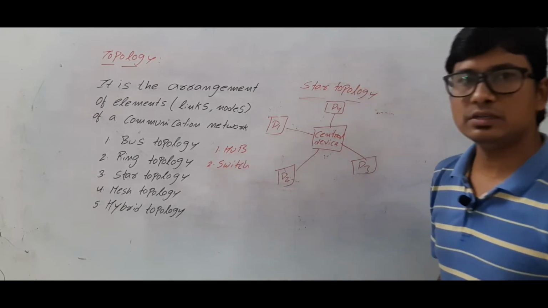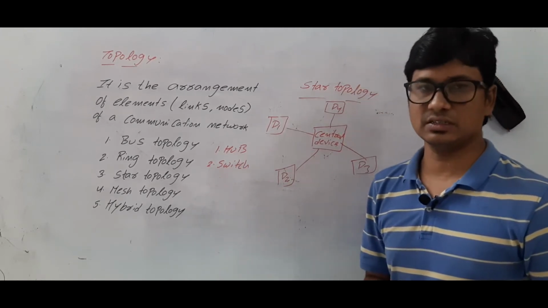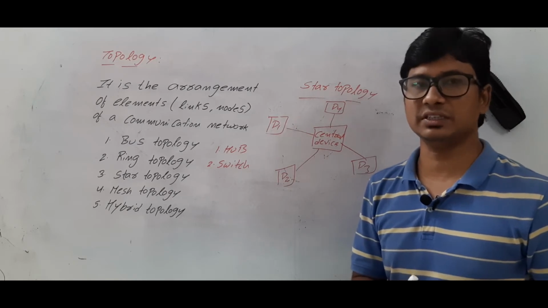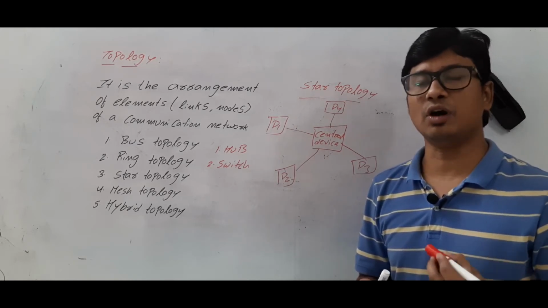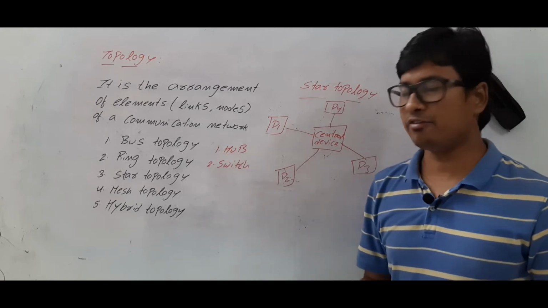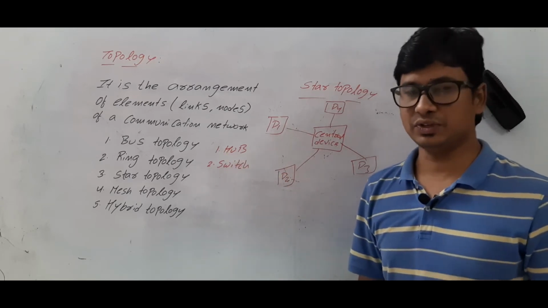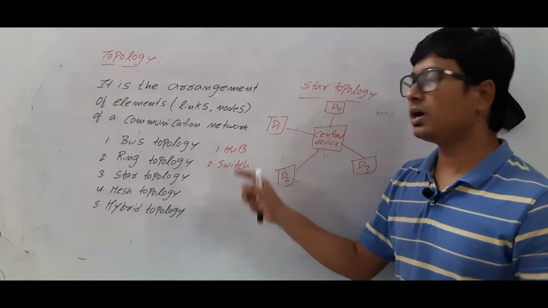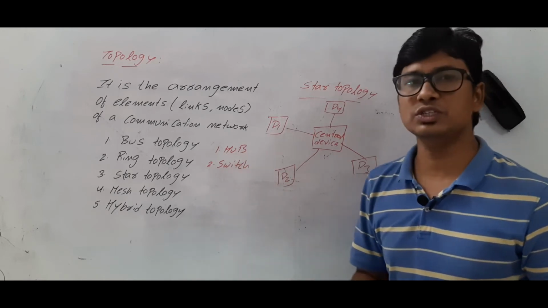Now these two are network devices. We have various network devices such as router, bridge, all these things. These two are some of them. We have a hub and we have a switch. Now let me discuss what the hub will do and what the switch will do.